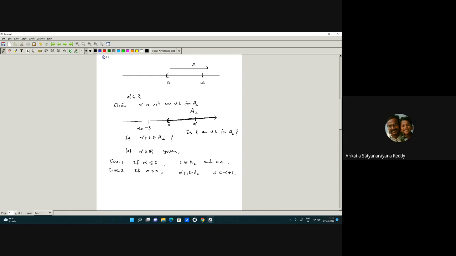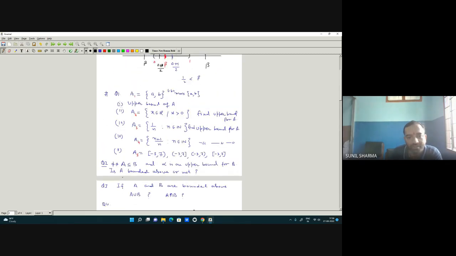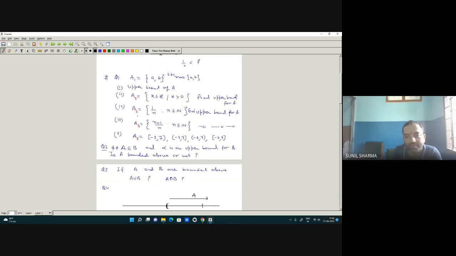Okay, now I hope Rahul is clear that his answer is correct, provided alpha is already a member of A2. But if alpha is in A2, then Rahul's answer is correct. Otherwise, if alpha is less than or equal to 0, then this will not work. So now the next question is A3. Yes, quickly tell me what is the upper bound for A?